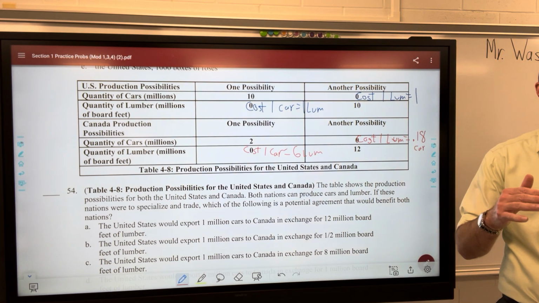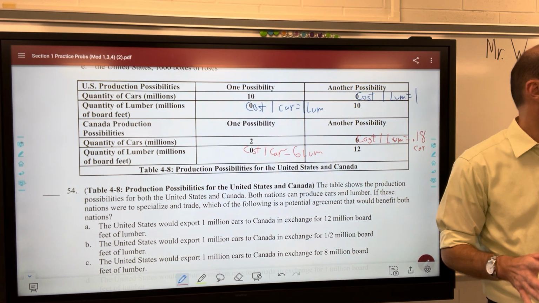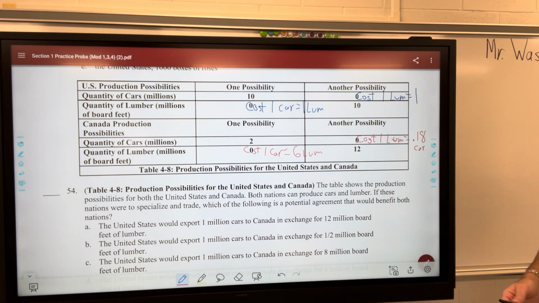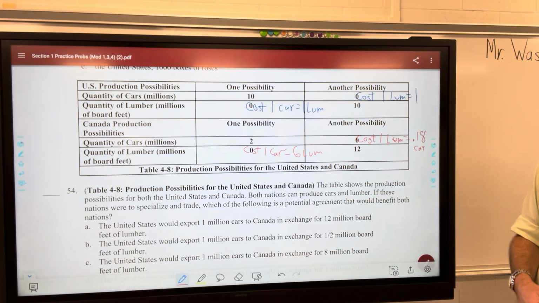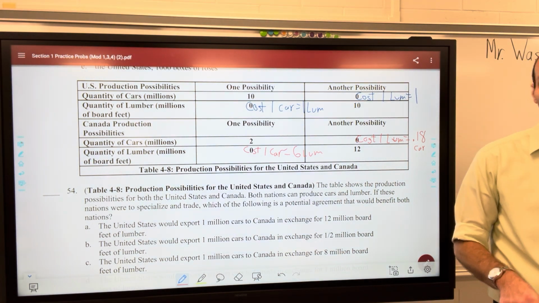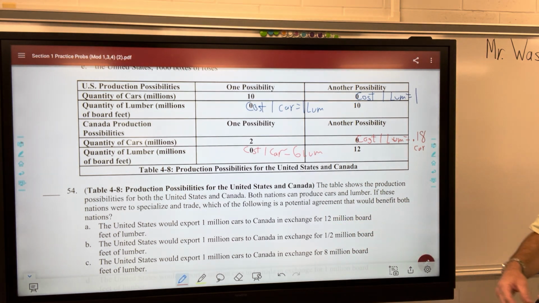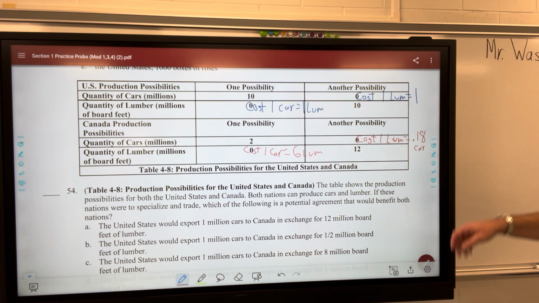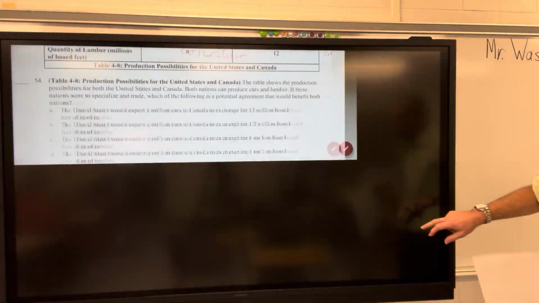So we find a number that's in between. All good? So we look at this, and okay, we can't see it all. 1 million cars for 12 million. Is 1 to 12 in between 1 to 6? No. 1 to a half. No. 1 to 8. Okay, and just because you guys can't see it here, we'll get rid of this. We already know what we're looking for.